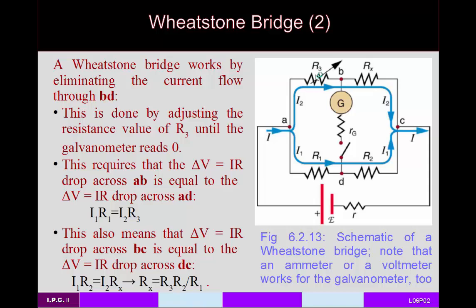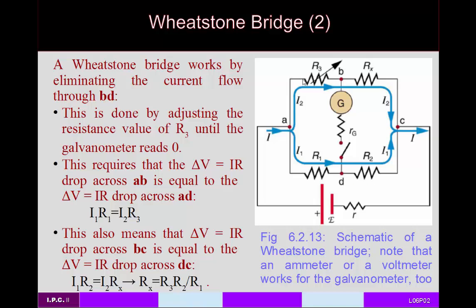I1R2 and I2RX are equal. That would be the current through this resistor times this resistance and the current through the unknown resistor times this resistance. And so you can solve all of this, and you'll find that Rx is equal to R3 times R2. So here's R3, here's R2, divided by R1.